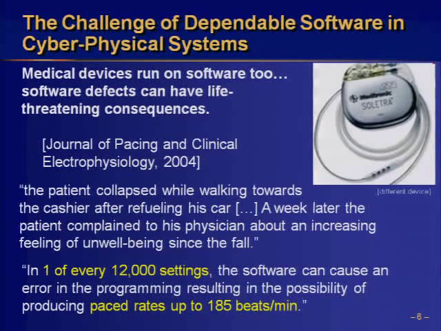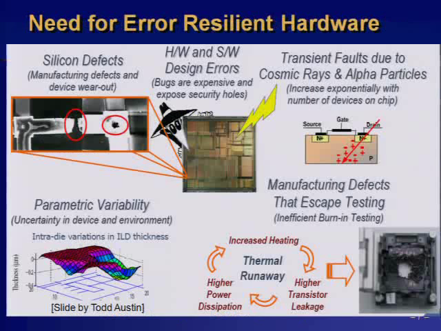Finally, as if these challenges weren't enough, we also have to deal with the faults at the hardware level. So today's circuits, today's devices are scaling down to 32 nanometers and below. And in addition to the traditional kinds of bugs that we've had to deal with in hardware, we also have to deal with defects due to manufacturing, variations, thermal effects, and also the effect of transient bit flips in state-holding elements and gates on the chip.